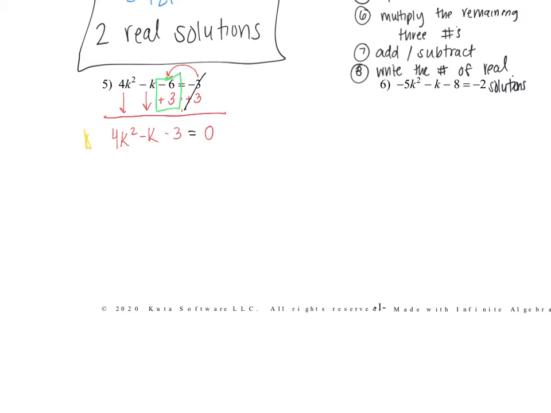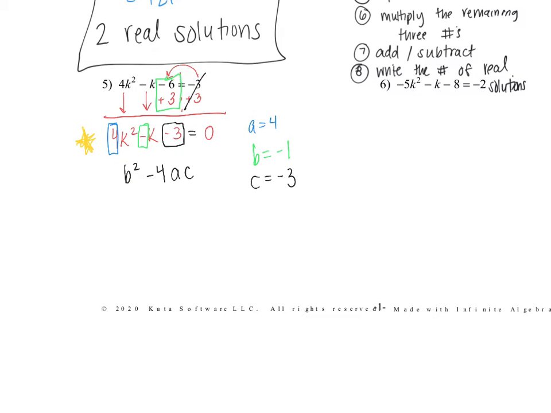Now we are going to use this equation to label my A, B, and C. So A equals 4. B, now there's no number, so I'm assuming it's 1. So B equals -1. And C equals -3. Okay, so now that I've labeled A, B, and C, I can go ahead and write down the discriminant form. So this is always what you're writing down for that step.